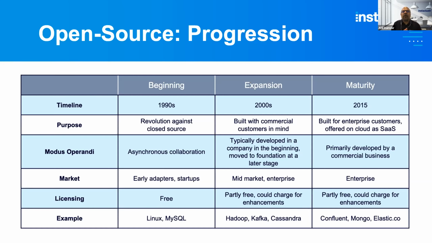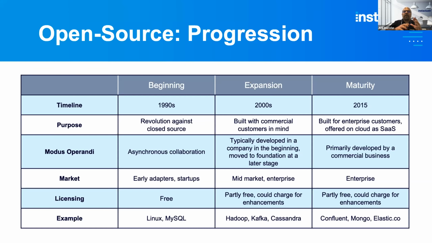As we saw from the previous slide, there was a revolution in the 1980s and 1990s in software development. It was primarily against the closed source community. Individual collaborators worked asynchronously on projects that they were passionate about. The initial licensing model was completely free, with the caveat that there may not be support or an immediate fix to a bug. Linux and MySQL are two good examples.